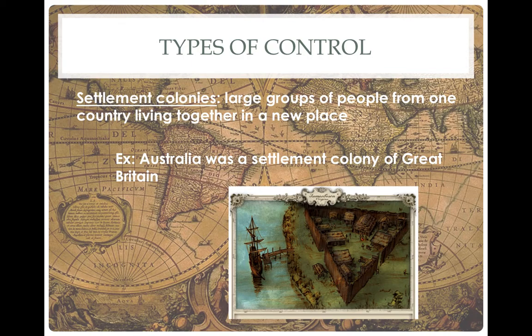So they actually want people to go live over there, like middle-class people, to establish a life for themselves in Australia. So settlement colonies, they're actually going to settle down and they are going to live there. So that's one type of control that they could have imposed.